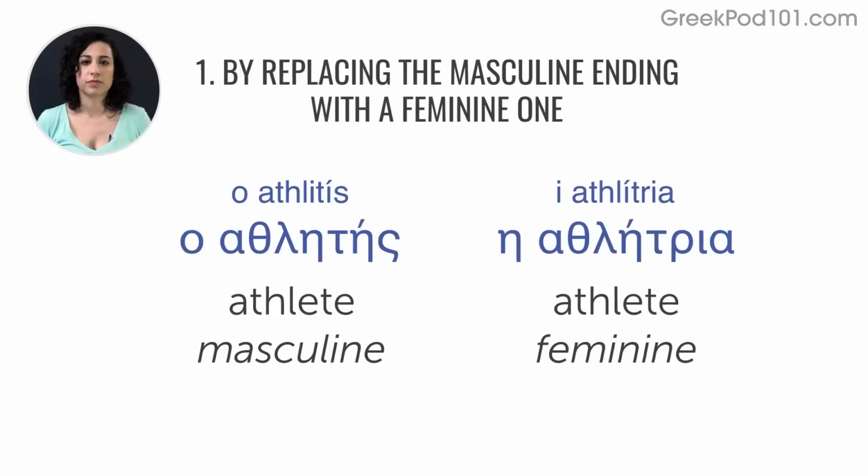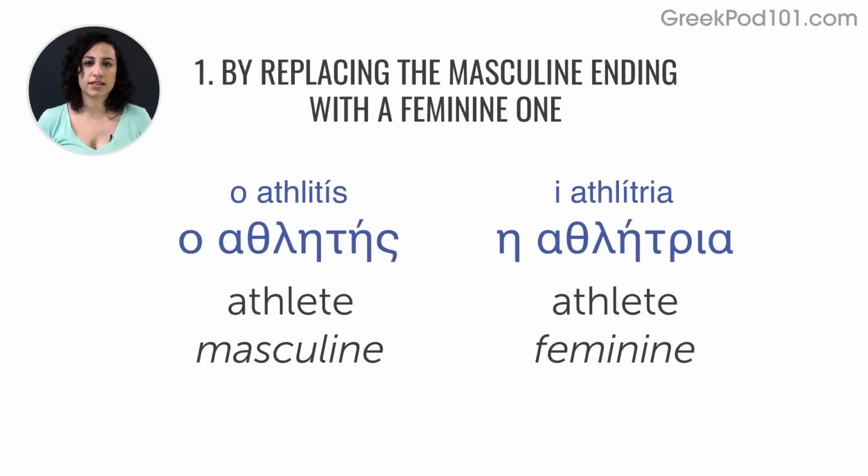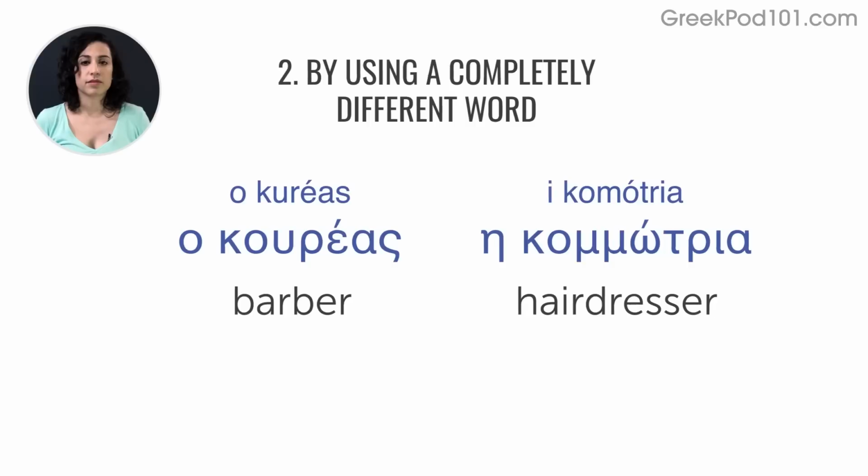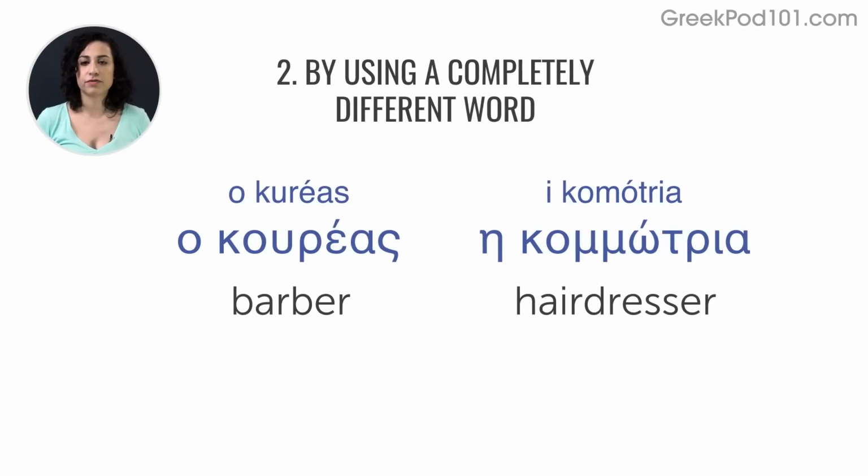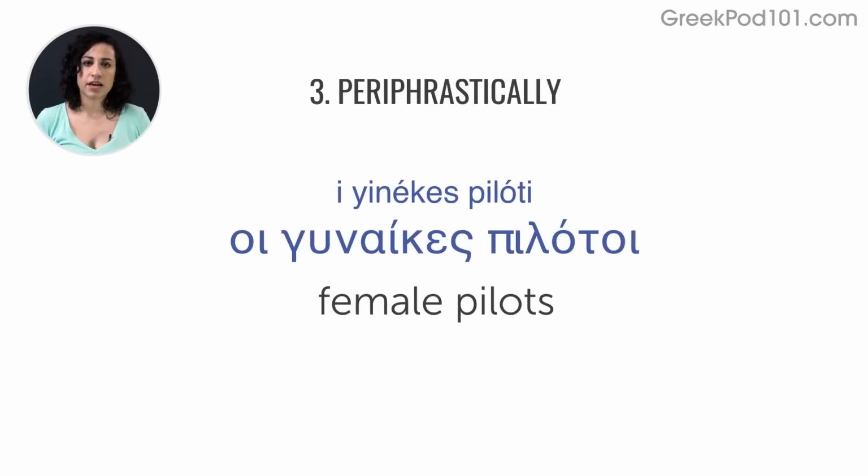Apart from the nouns that are identical for the two genders, there are three ways that the feminine profession nouns are created. Number 1. By replacing the masculine ending with the feminine one. For example, ο αθλητής, η αθλήτρια, athlete. Number 2. By using a completely different word. For example, ο κουρέας, η κομμότρια, barber, hairdresser. Number 3. Periphrastically. For example, οι γυναίκες πιλότοι, female pilots.